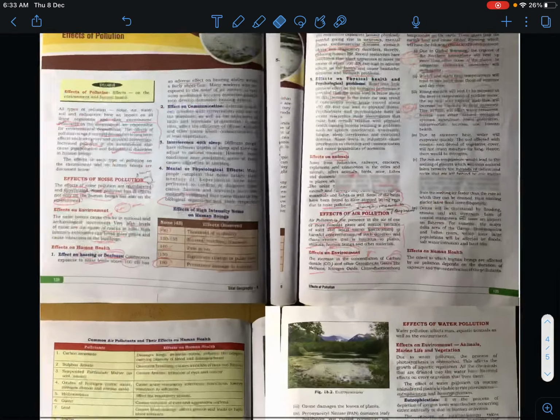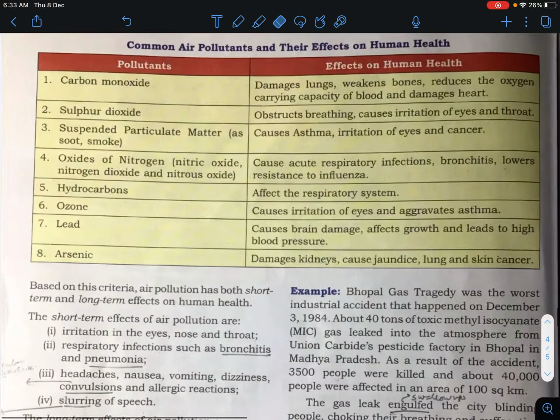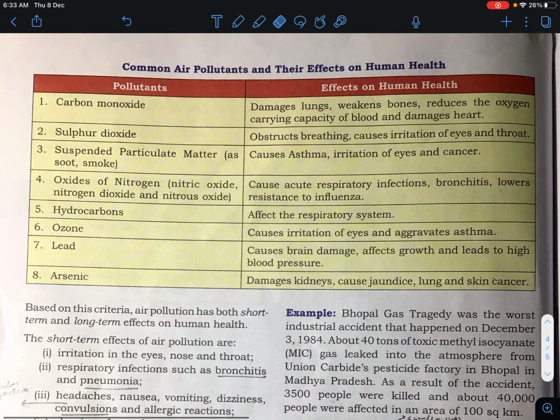Our next point is common air pollutants and their effects on humans. First one is carbon monoxide. Carbon monoxide is going to damage your lungs, weaken bones, reduce the oxygen carrying capacity of the blood and damage the heart. Second one is sulfur dioxide, which is going to obstruct your breathing and cause irritation of the eyes and the throat. Third, suspended particulate matter causes asthma, irritation of the eyes and cancer.